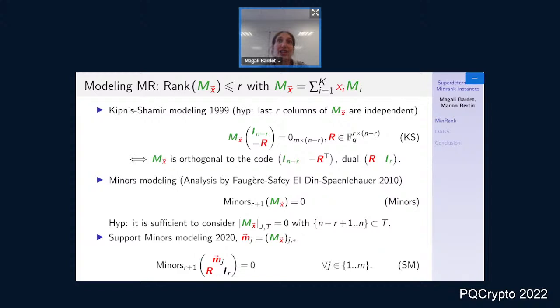You can see that here we have bilinear equations in the entries of r and in the entries x here, so equations of degree 2. Here we have fewer unknowns, but the equations are of degree r plus 1 in x. And here we have both kinds of unknowns, and the equations have degree r in the entries here and 1 in x, so in total degree r plus 1.